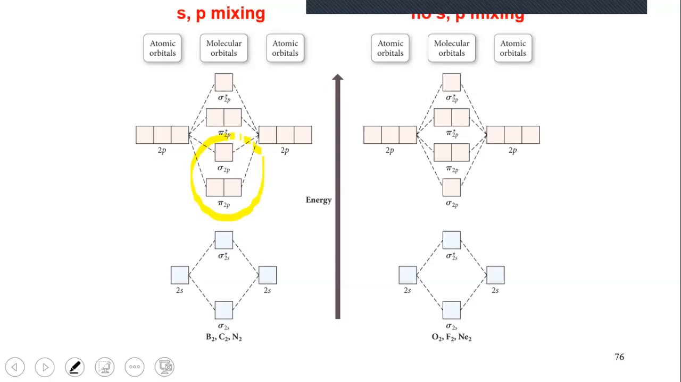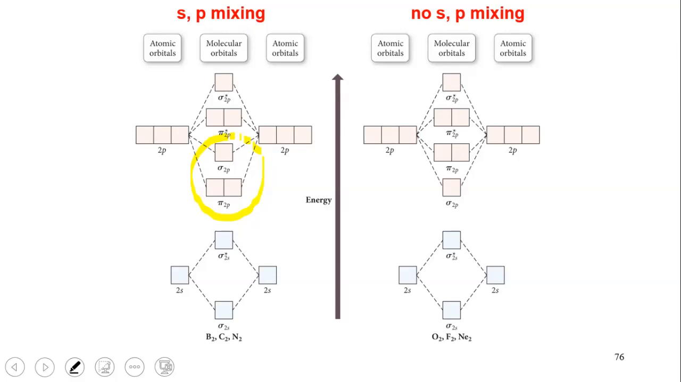The model on the left explains the properties of diatomic molecules of boron, carbon, and nitrogen. Of course, of these three, the only one that we know really exists in nature is N2, but the other ones can be produced in the lab. Similarly, on the right side, we know that we're not going to see diatomic neon, but we do see diatomic oxygen and fluorine. So notice that for the elements on the left side of the periodic table in this period to form diatomic molecules, they're going to use the molecular orbital diagram on the left, where you allow for mixing of s and p orbitals to produce the molecular orbitals.